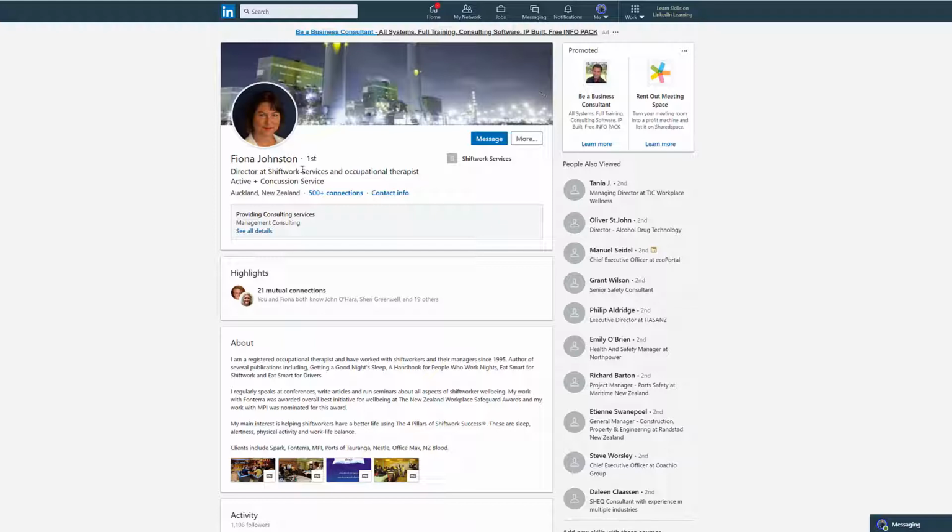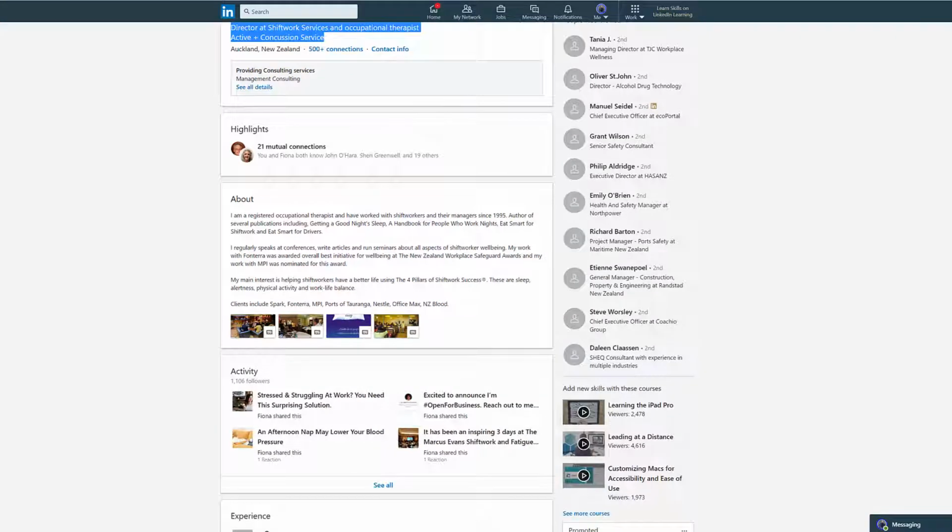The second thing that I would change on your LinkedIn profile is that most people use LinkedIn as an online CV. So what you do here is you say that you're a director of shift work services and occupational therapist. That's great, but what you really want to say is what you do and how you help. What's in it for them? When someone reads your headline, they want to know what's in it for me. What do I get from Fiona Johnson?